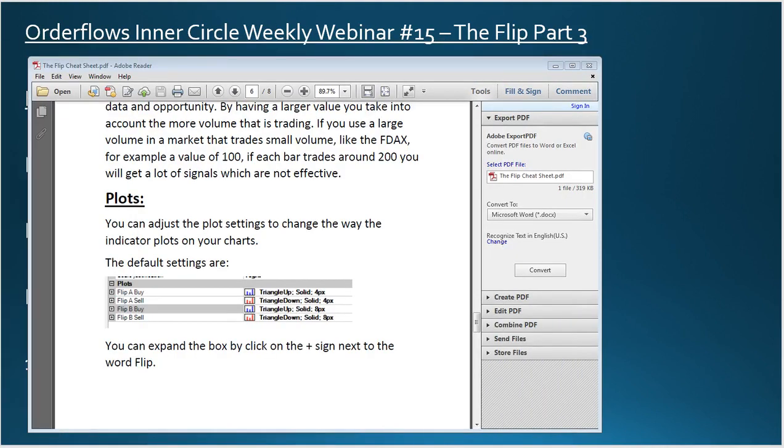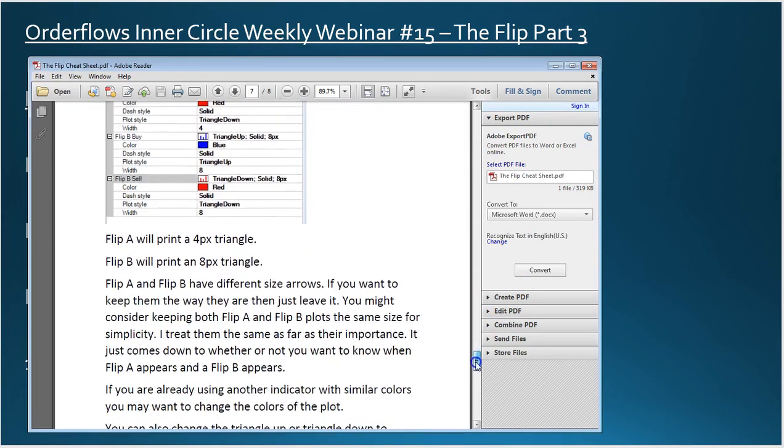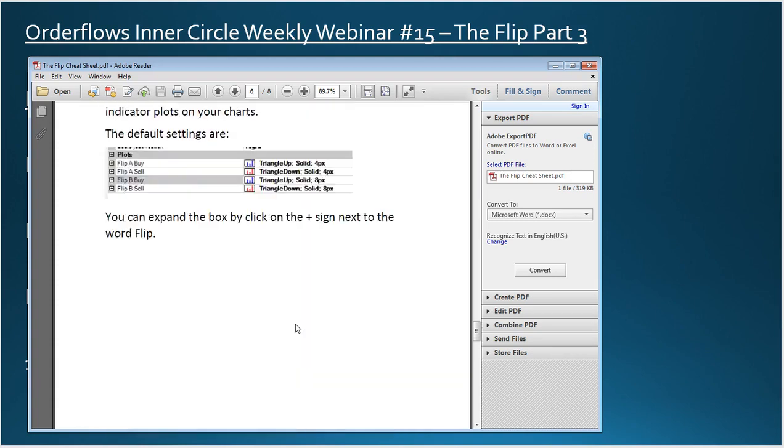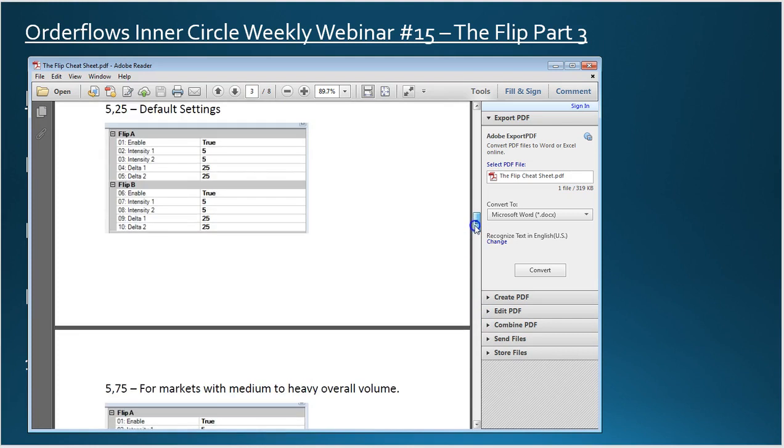So again, you could change those settings or the colors if you want. A flip A will print a 4 pixel triangle. Flip B will print a bigger one, an 8 pixel triangle. It's up to you if you want to make them the same size or slightly different. It's better initially to keep them a little bit different so you can at least see. I believe it's also set up so you can turn one off if you only want to look at flip B's or flip A's. Change that true to false.